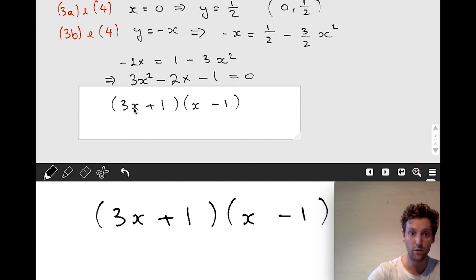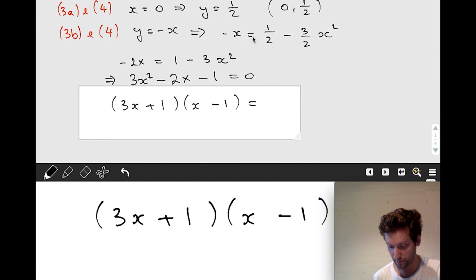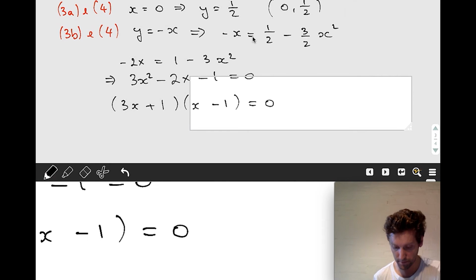We've got 3x times x is 3x squared. We've got 1 times minus 1 is minus 1. And I have 3x times minus 1 is minus 3x, plus x is minus 2x. So those are the factors of that quadratic. You can do that however way that you are most comfortable with. So again, we've got something times something equals to 0, which gives me two different possible solutions.